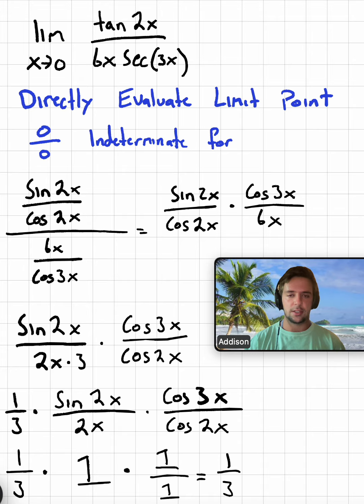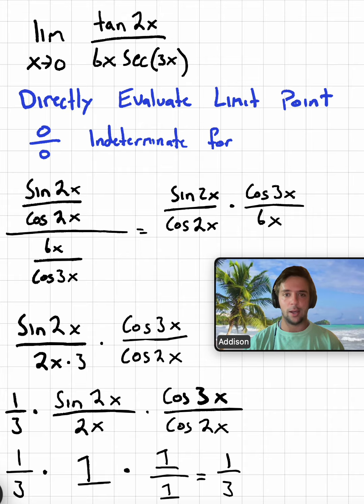Now I notice, wait a second, I have a sine of 2x over a 6x. Now I know that the sine of x over x, the limit of the sine of x over x as x goes to 0, is 1. So maybe I can create that. So I'm going to rewrite this as the sine of 2x over 6x down here, but I'm going to rewrite 6x as 2x times 3.